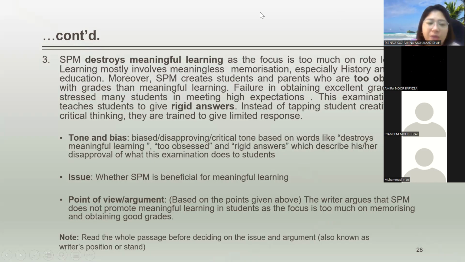Okay, right. So you can read these on your own. All right, "SPM destroys meaningful learning as the focus is too much on rote learning." All right, so definitely this shows that the author has a biased stance on SPM because it destroys meaningful learning. But somehow some of you might say, thank you SPM, because of you I can further my study abroad, for example. Okay. So definitely when it comes to bias, there will be two notions, whether to agree or to disagree. All right.